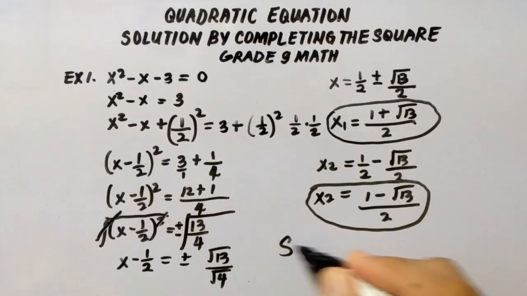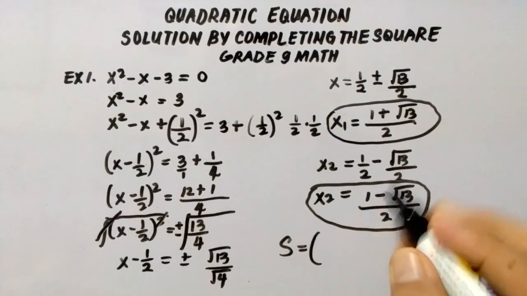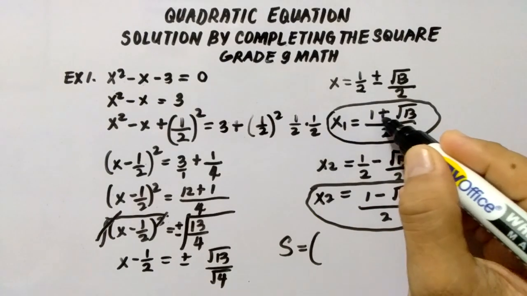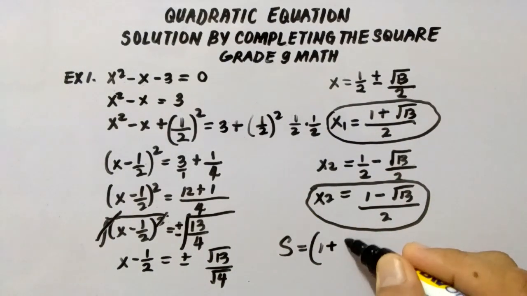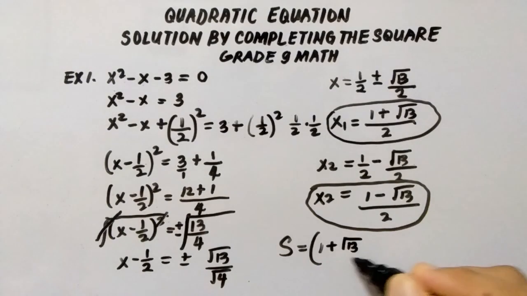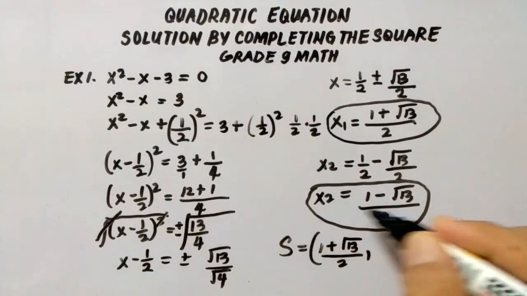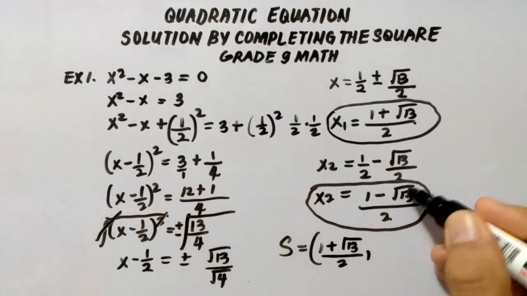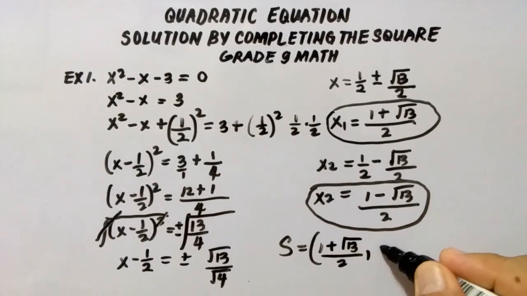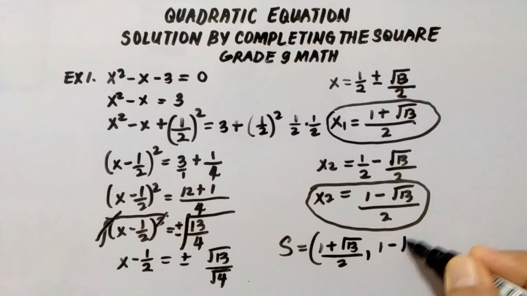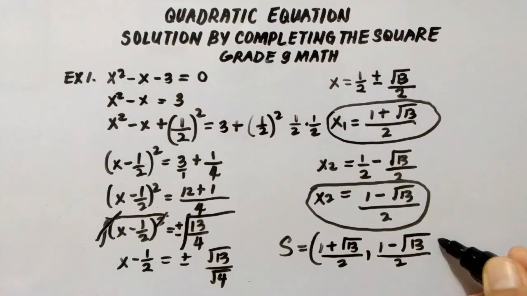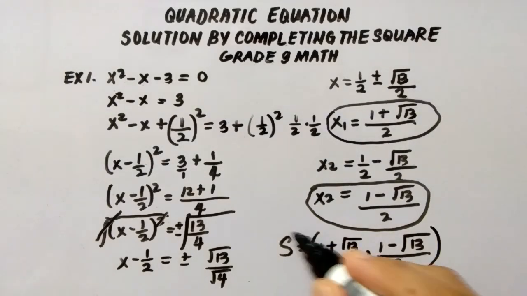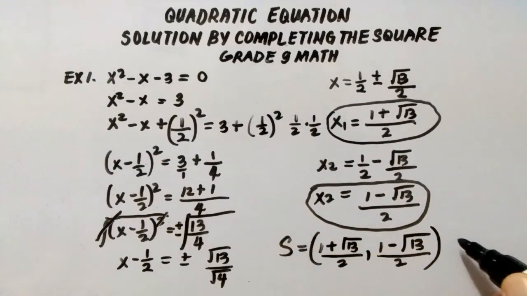Okay, so solution is equal to, so x of 1, we have 1 plus square root of 13 over 2. And x of 2, we have 1 minus square root of 13 over 2. Okay, so ito na po ang sagot natin.